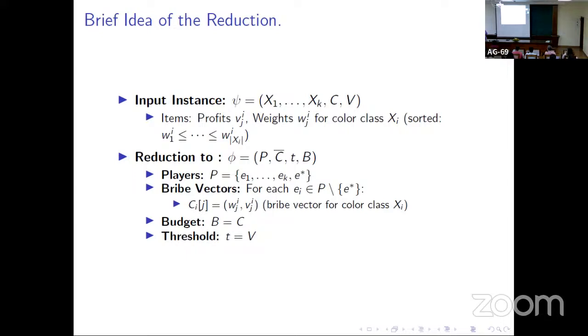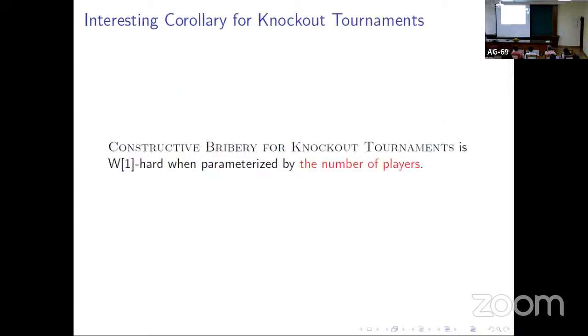The player set has all these. For every color class, we have a player Ei, and we have this favorite player E star, and the bribe vectors are arranged in such a way. For every color class, we have some items with some bribe and with some value and weight. We just take that and make them the bribe vector for the player Ei, and we set the budget as same and threshold as the value, and it is easy to see that this result will hold, right? So now let's move on.